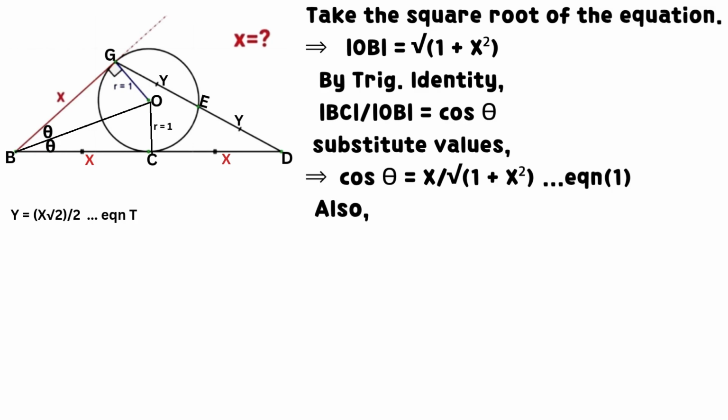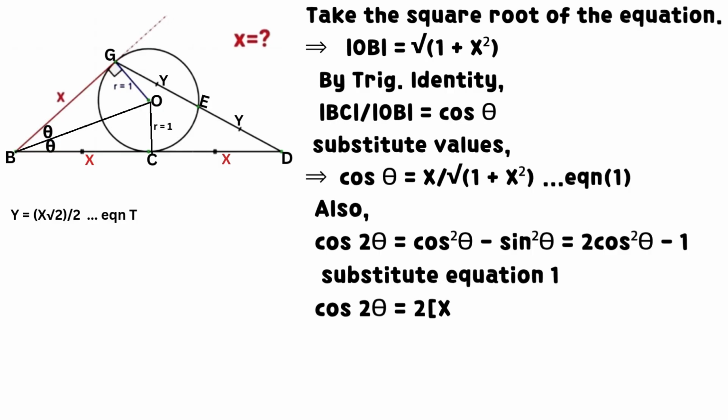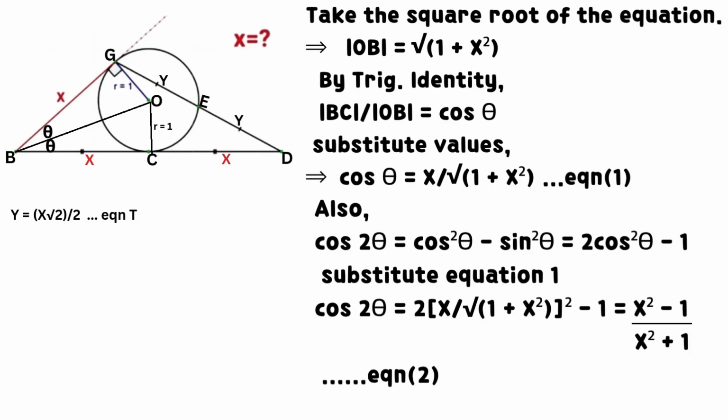Also, cosine 2 times theta equals 2 times the square of cosine theta minus 1. Substitute equation 1. We have that cosine 2 times theta equals 2 times the square of, in brackets, x divided by the square root of 1 plus the square of x, bracket closed, minus 1, which equals the square of x minus 1, all divided by the square of x plus 1. We call it equation 2.